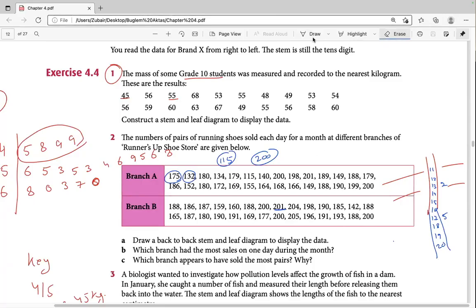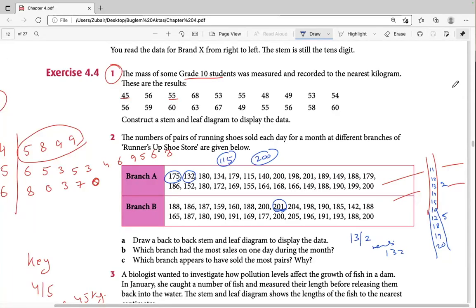Just like this, if I'm looking at 201, this will deal from like 200 to 299. 200 to 209. So now we can give them the key that 13 | 2 means 132. And we write all this data.